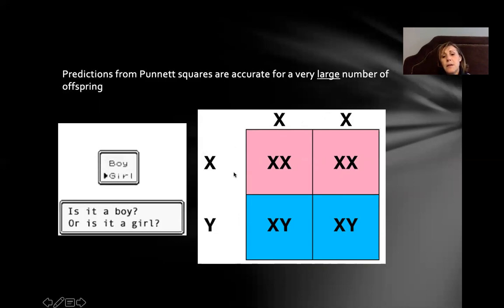So guys, they are really in control of what sex, I mean, they're really not, but they're what causes the sex of the child. So if they give their X, they have a girl. If they give their Y, they have a boy.